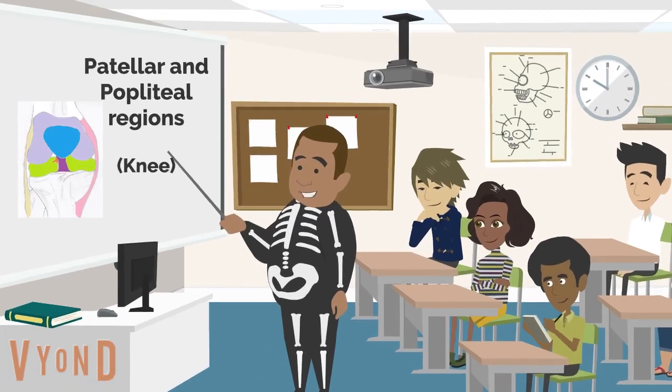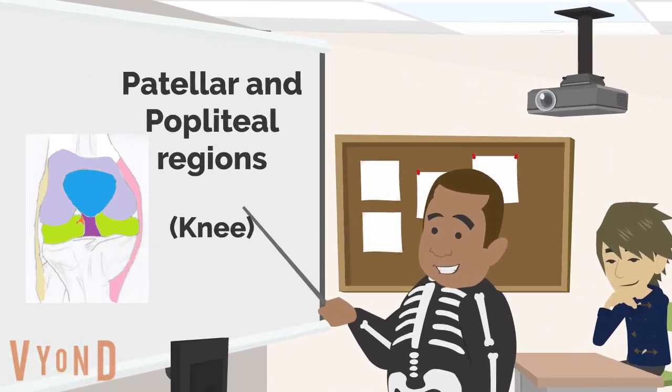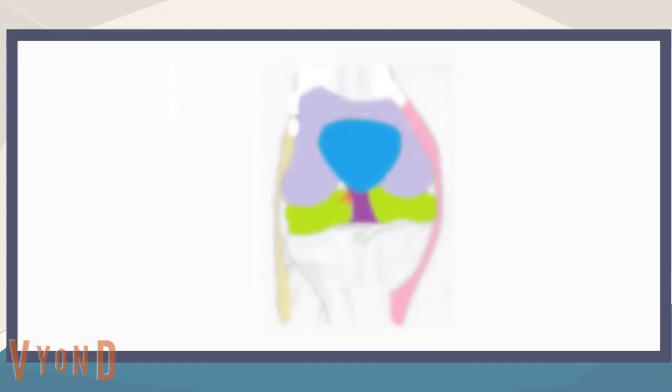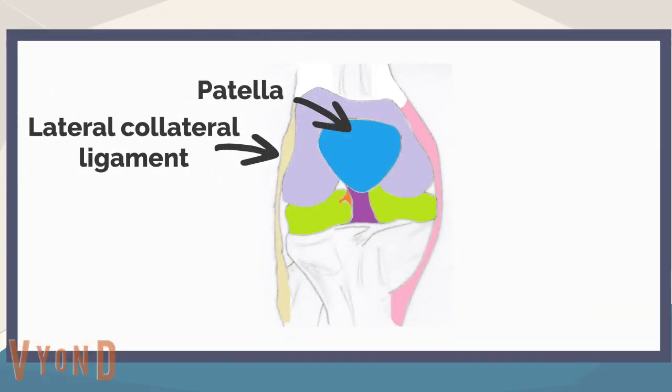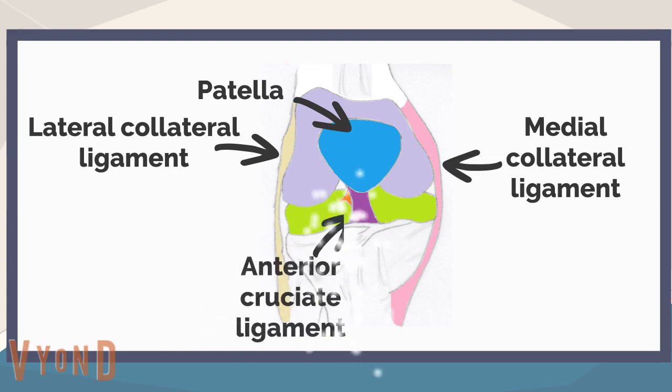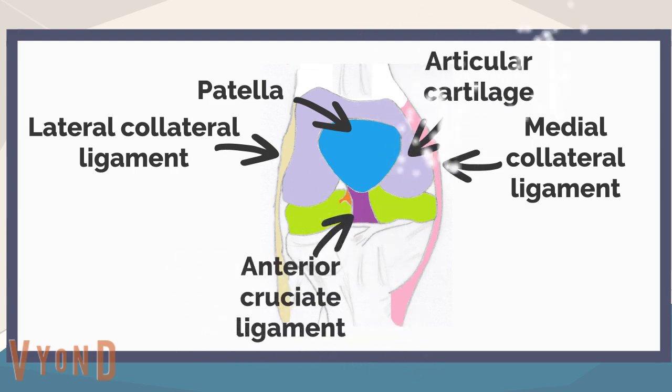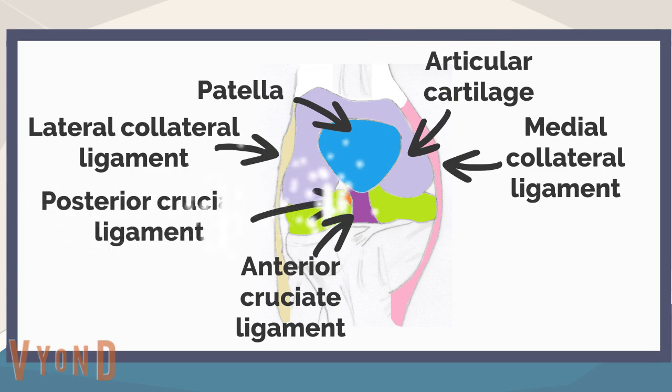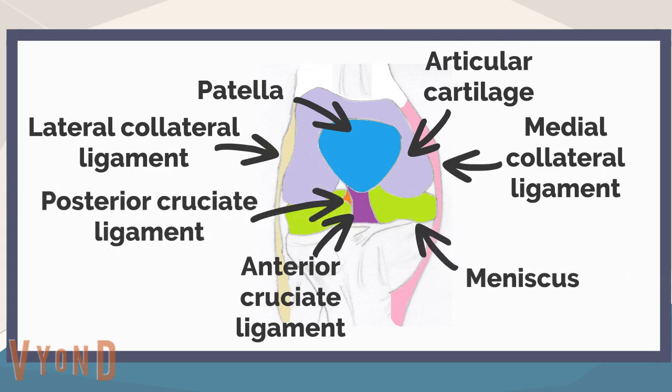Let's take a more detailed look at the knee. Here is the patella, lateral collateral ligament, medial collateral ligament, anterior cruciate ligament, articular cartilage, posterior cruciate ligament, meniscus.